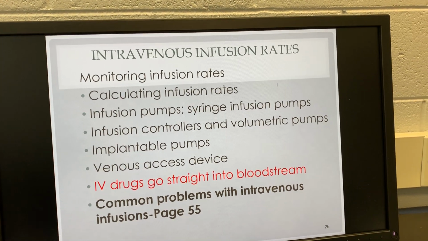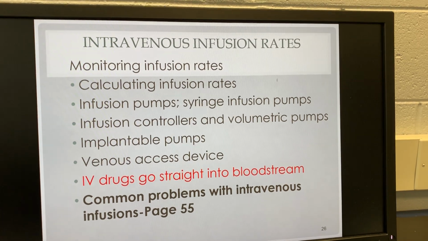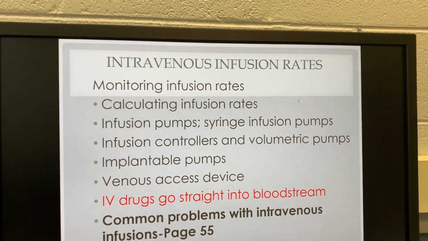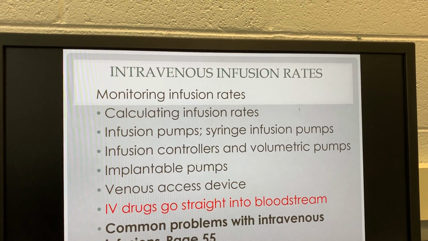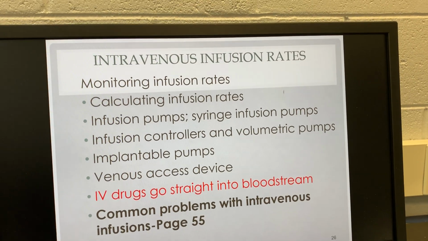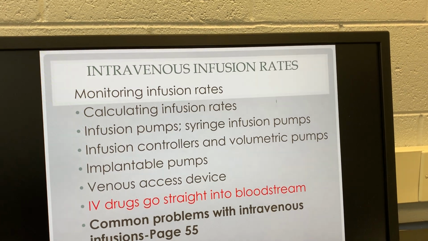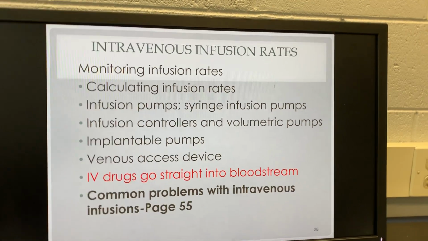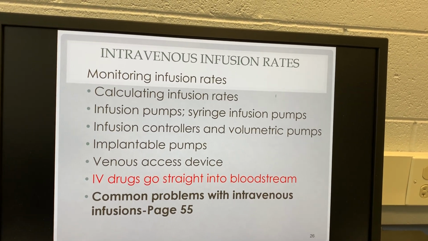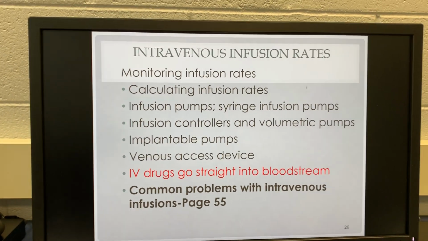Read your textbook pages 51 through 54. Some of it is a kind of a recap of what you've already learned in math about calculating infusion rates, so just skim over that part. But read all the memory joggers, read the safety tips. The only thing we're going to really cover in this chapter is common problems with intravenous infusions. This is listed on page 55.